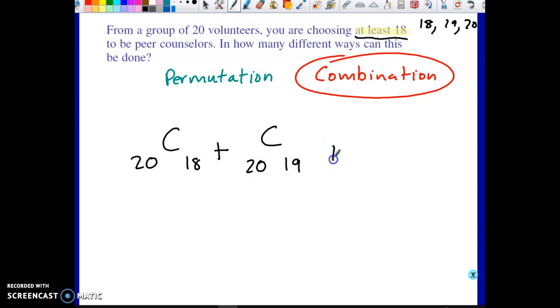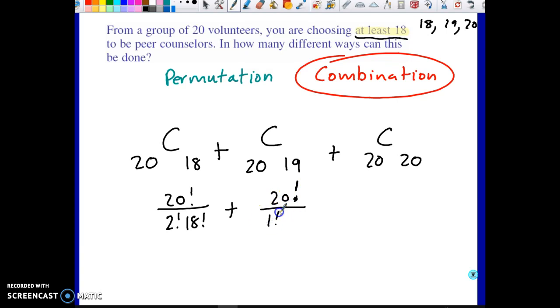I have 20 choose 19, or I have 20 choose 20. And so my answer will be 20 factorial over 2 factorial, 18 factorial, plus 20 factorial over 1 factorial, 19 factorial, plus 20 factorial over 0 factorial, 20 factorial. Now it's important to note here, remember from yesterday, 0 factorial is 1. So that doesn't mean I'm going to have a 0 in the denominator.